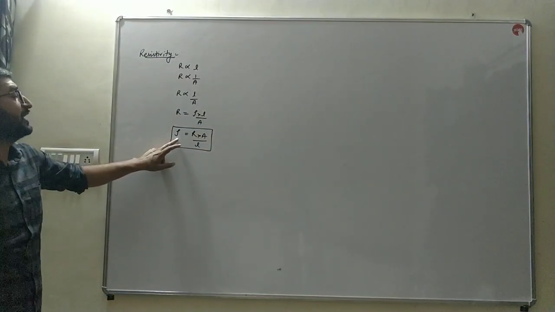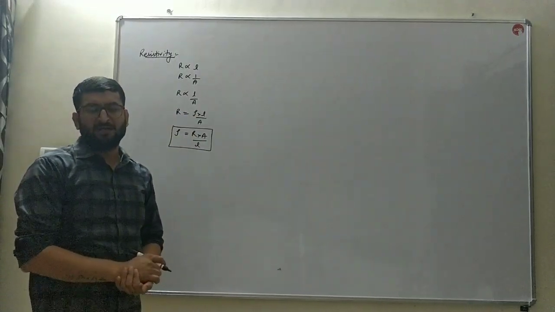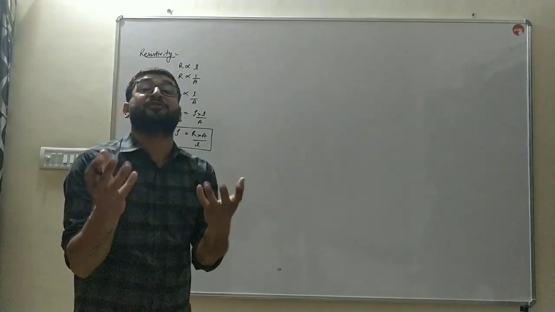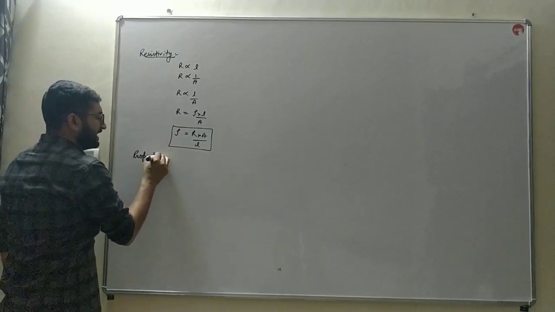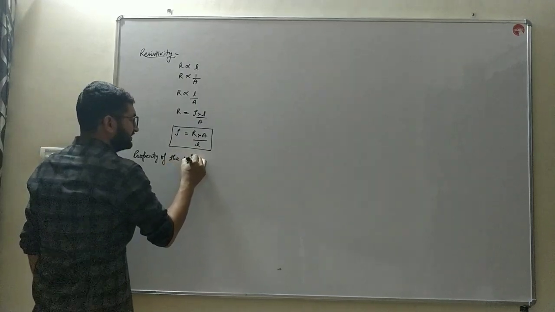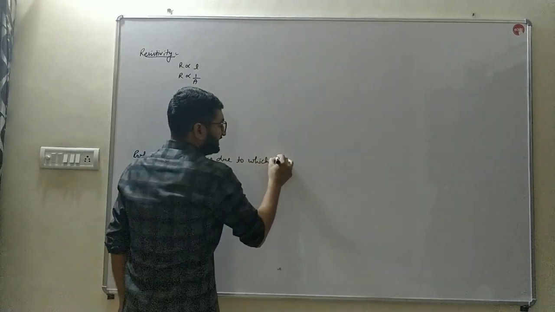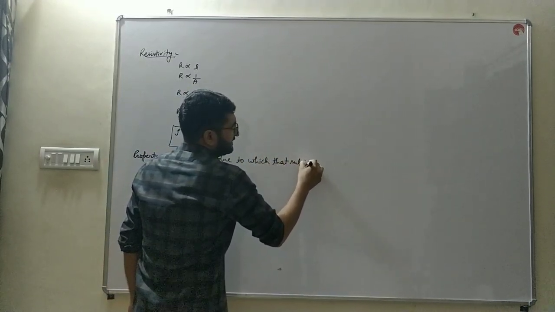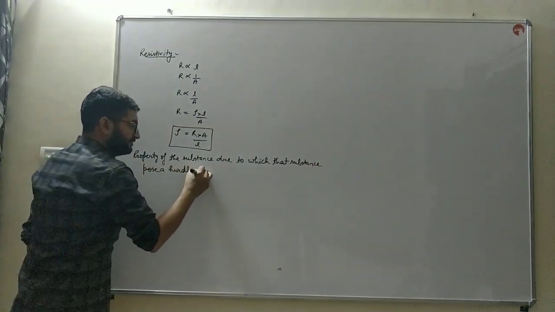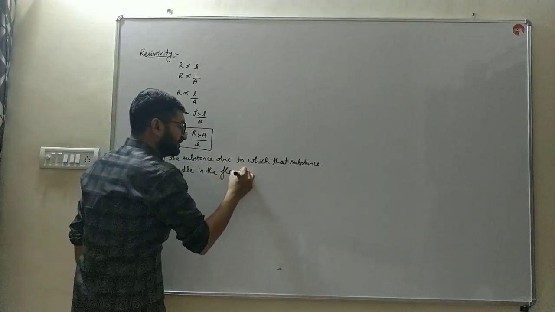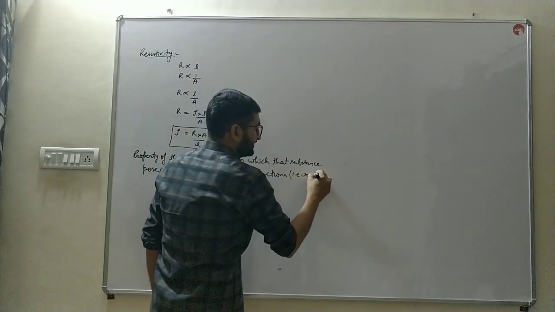So resistivity's formula is resistance multiplied by area divided by length of the conductor. The question is, what is resistivity? Resistivity is a property of any substance due to which that substance poses a hurdle in the flow of charge, or you can say in the flow of electrons. That is resistance.